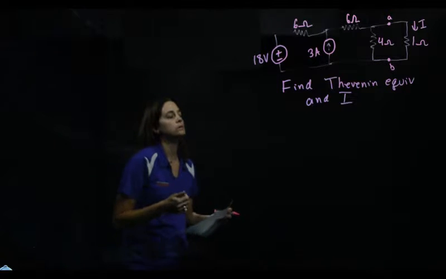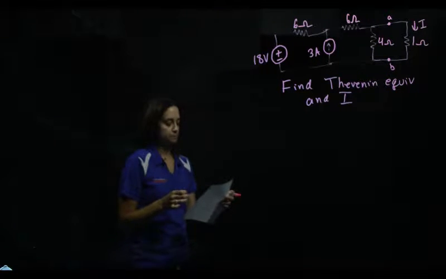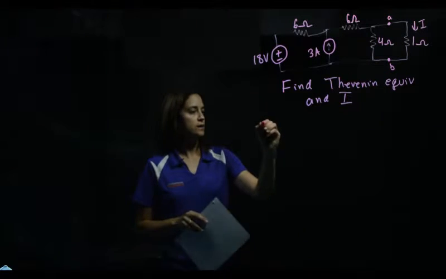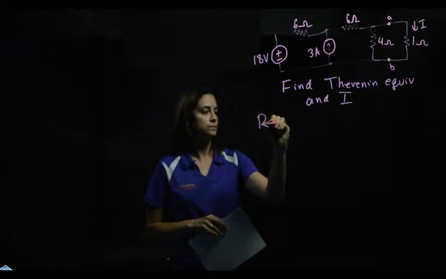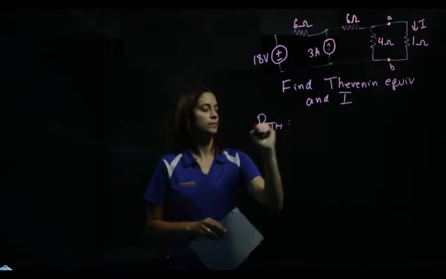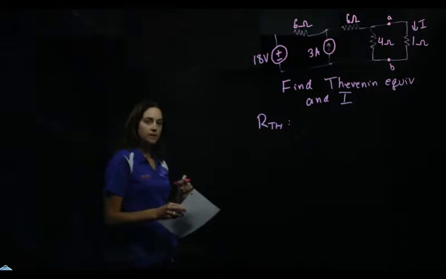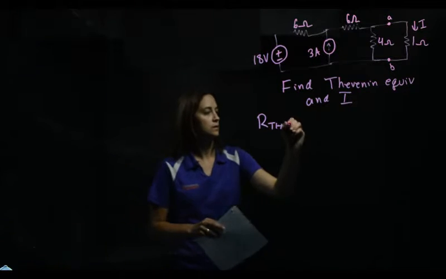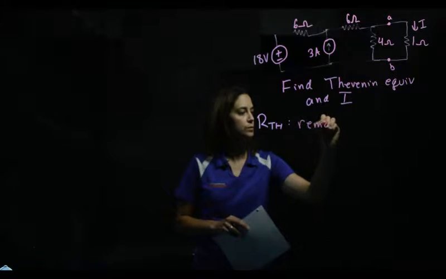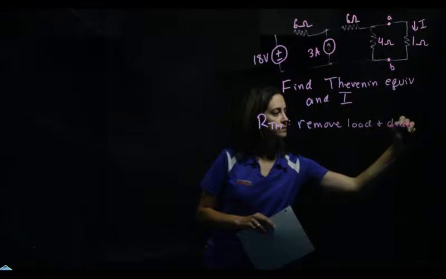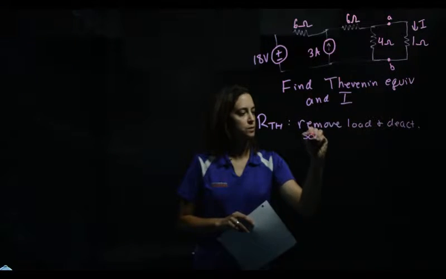An example problem for finding the Thevenin equivalent. And we're going to go ahead and find our Thevenin first. So to find our Thevenin, we want to remove the load and deactivate our independent sources. Remove load and deactivate sources.